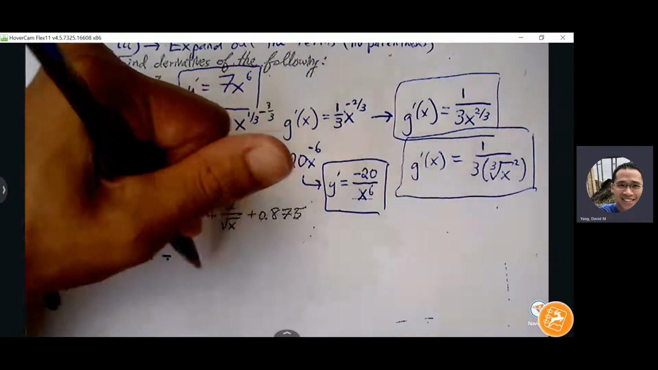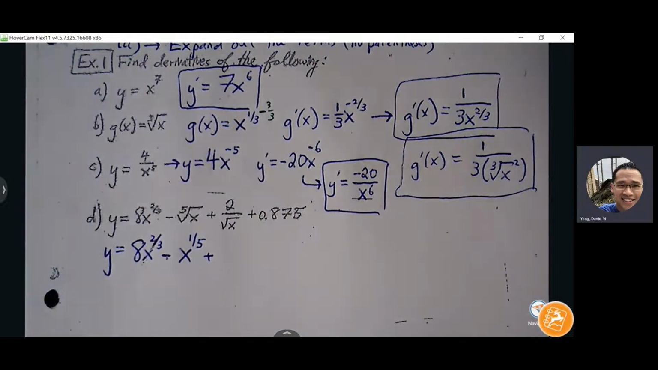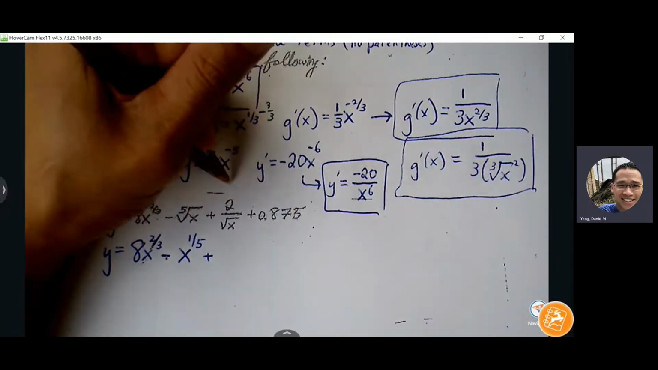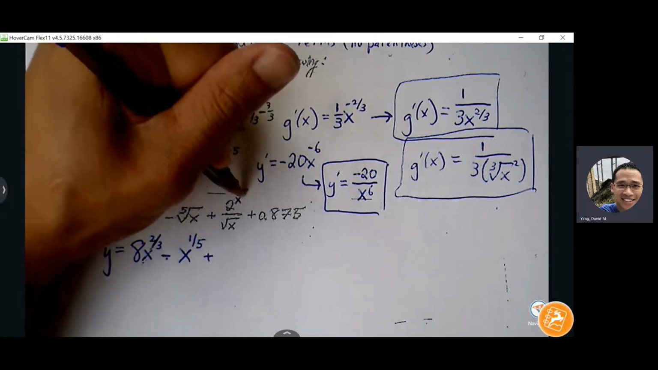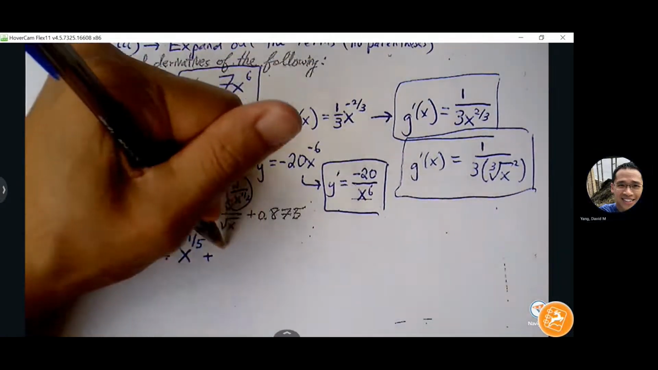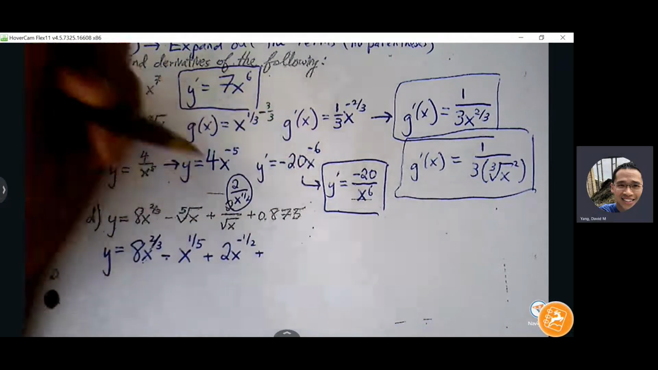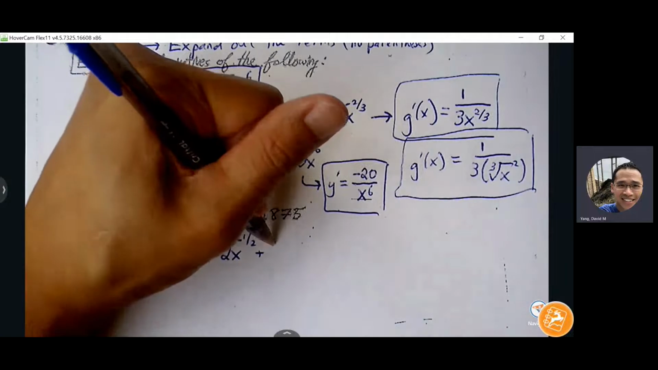x to the 1/5. Yep, x to the 1/5. Plus 2 over root x. There are 2 issues here. What are the 2 things we need to take care of? There's a denominator and it's a radical. Yeah, denominator and radical. So radical to rational, and then we have to push that variable to the top. Right now you can think of it as 2 over x to the 1/2. And then we can bring that x up to the top, make it 2x to the what? Negative 1/2. And then that 0.875 is the constant.